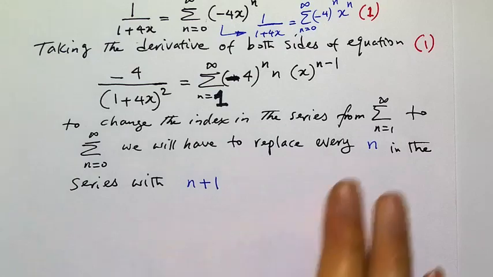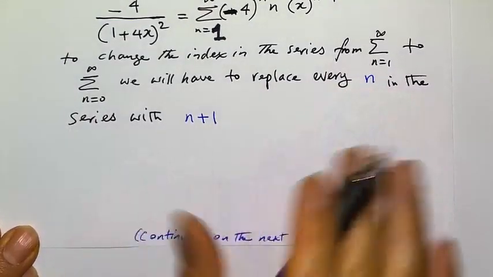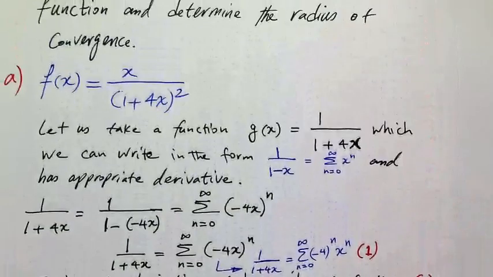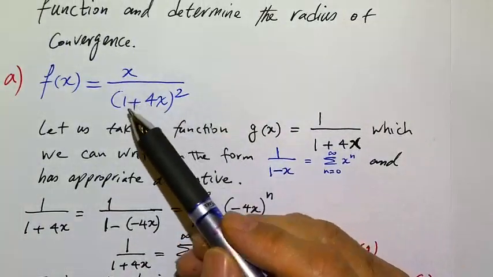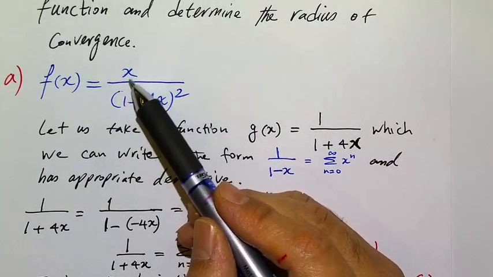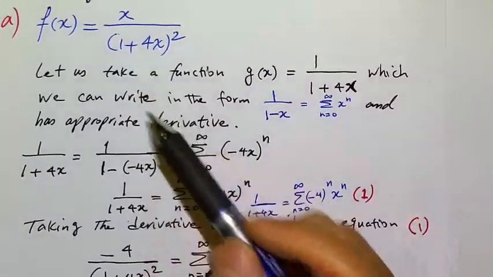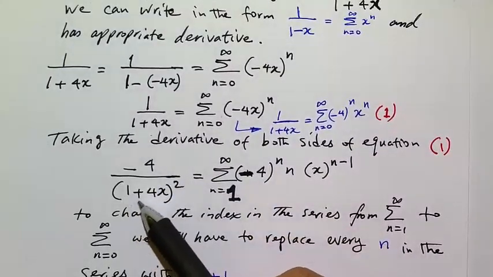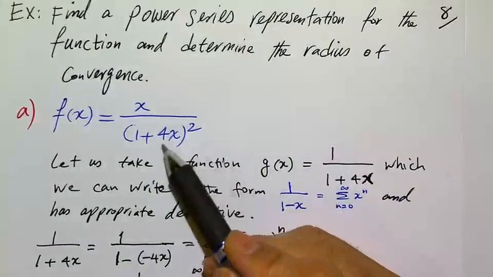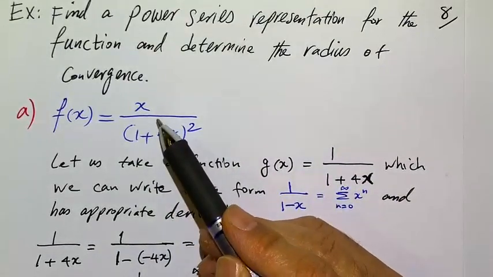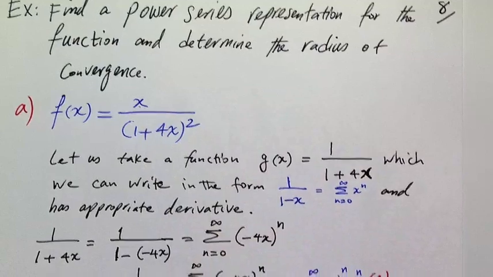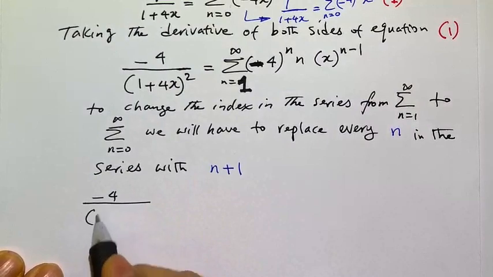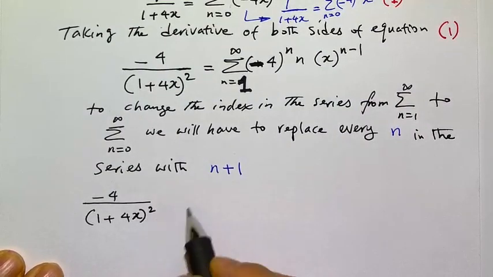And we will have this. I will still keep this. Notice that we still have not dealt with this x. We will have to then account for that later. For now, we have something here, minus 4 over 1 plus 4x squared, that is somehow looking like this, but not quite. But we'll take care of this x in a bit. So for now, this minus 4 divided by 1 plus 4x squared.